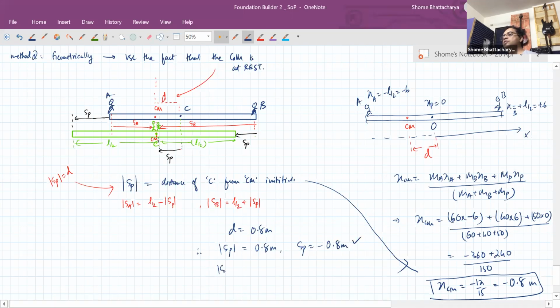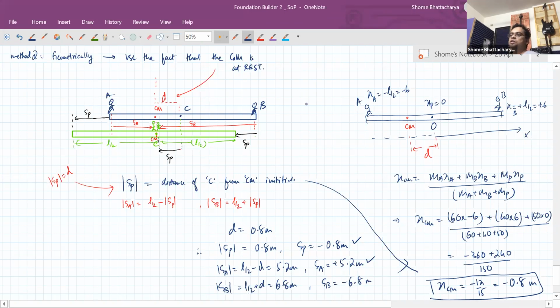We can see that the magnitude of A's displacement is L by 2 minus D. So that is equal to 5.2 meters, and with sign it becomes plus 5.2 meters. And the magnitude of B's displacement is L by 2 plus D. So that is 6.8 meters, but it's backwards, we can see. So the displacement of B is equal to minus 6.8.